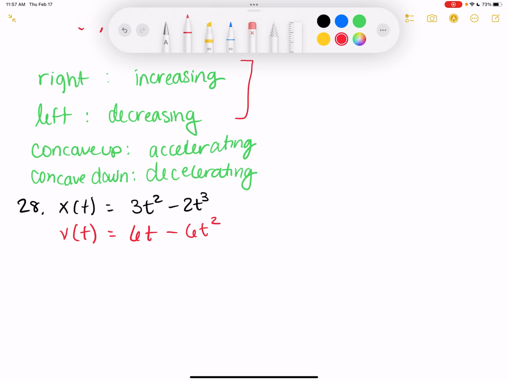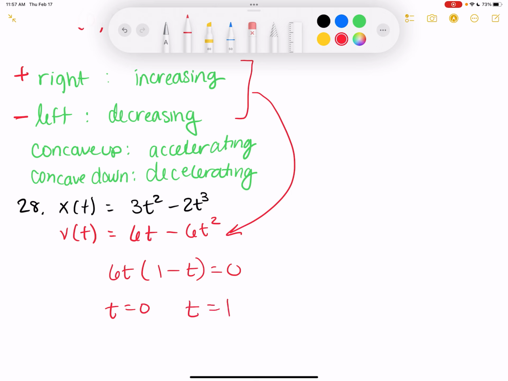Okay, and that's going to be the other thing: if it's right, it's positive. If it's left, it's negative. I feel like that probably just generally makes sense, but sometimes they do things backwards. So this is the first thing that we're doing. So I'm going to find the zeros and make a sign chart for them. So take out a 6t, I'm left with 1 minus t equal to 0. So I'm going to have t is equal to 0 and t is equal to 1.